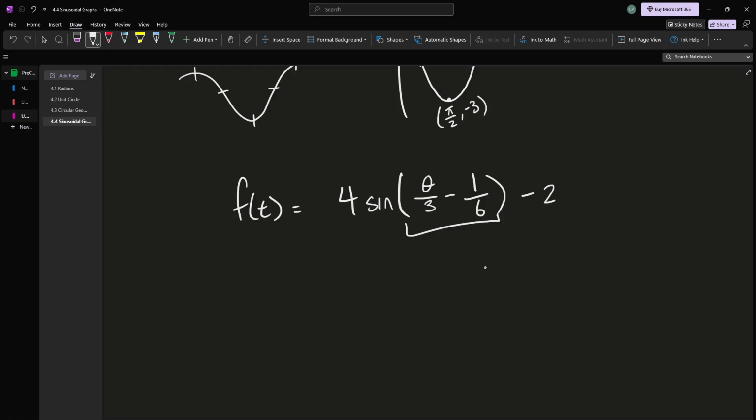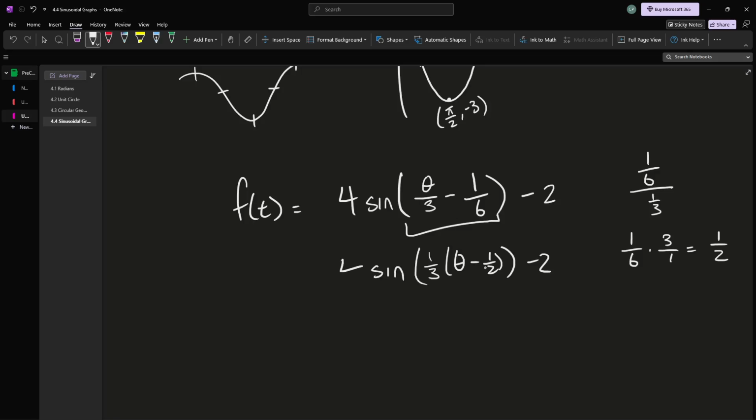So theta needs to be by itself. So I want parentheses theta. What did I take out of theta here? What I took out was the divide by 3, or the 1/3. So what I must do as well is I must divide the 1/6 by 1/3, or 1/6 times 3 over 1. That gives me 1/2. Theta minus 1/2, minus 2, sine 4.